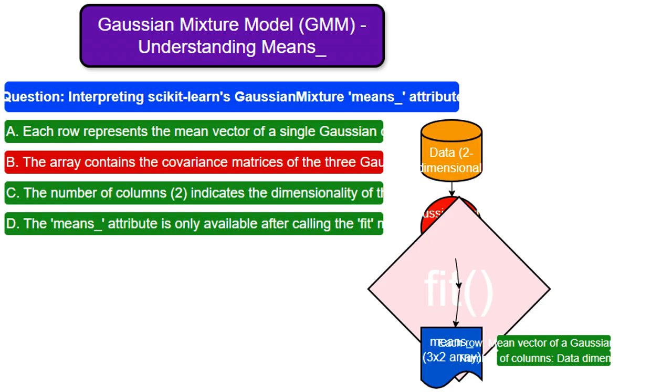That's right. Each row in the `means_` array represents the mean vector for one of the 3 Gaussian components. This vector defines the center or average of that specific Gaussian distribution. Since we have 3 components, there are 3 mean vectors.